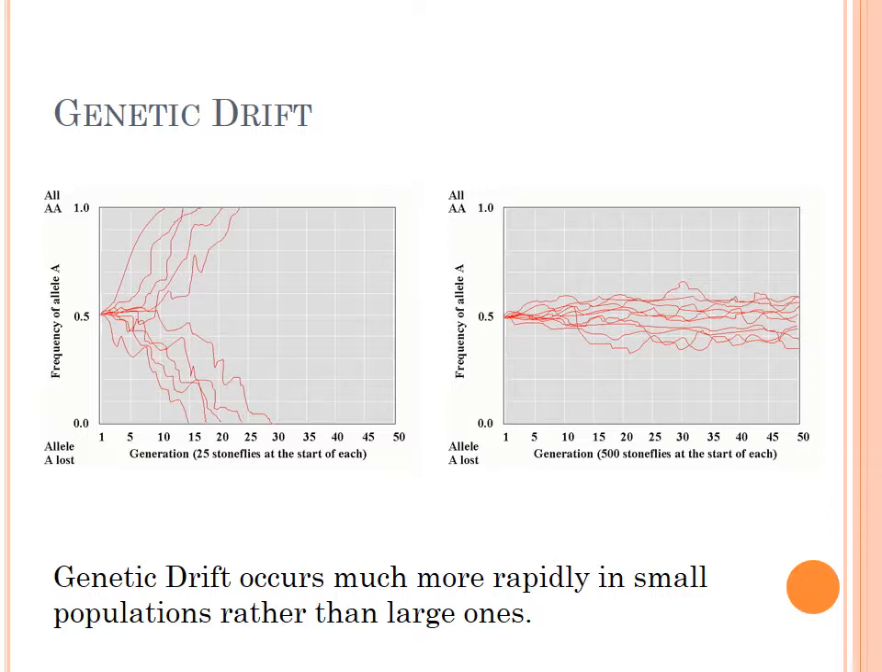So you've got 25 stoneflies at the start, and 500 stoneflies. With 25, fixation in every single line within 30 generations. With 500 stoneflies, you do not get fixation at all. Likely this will just keep going in perpetuity unless a bunch of random events happen in quick succession. So small population, highly impacted by genetic drift.